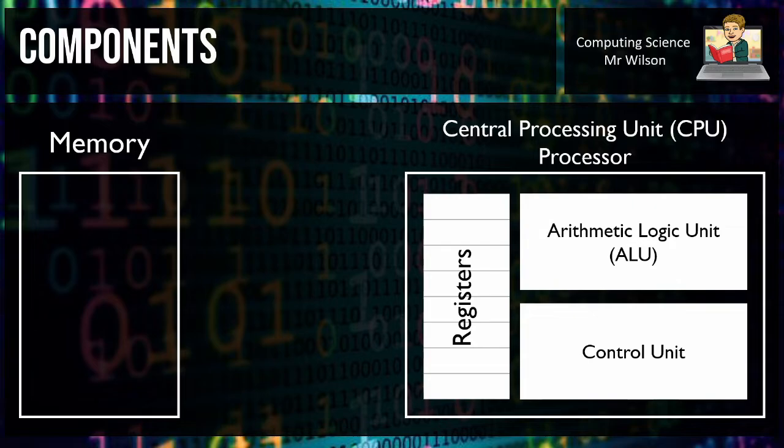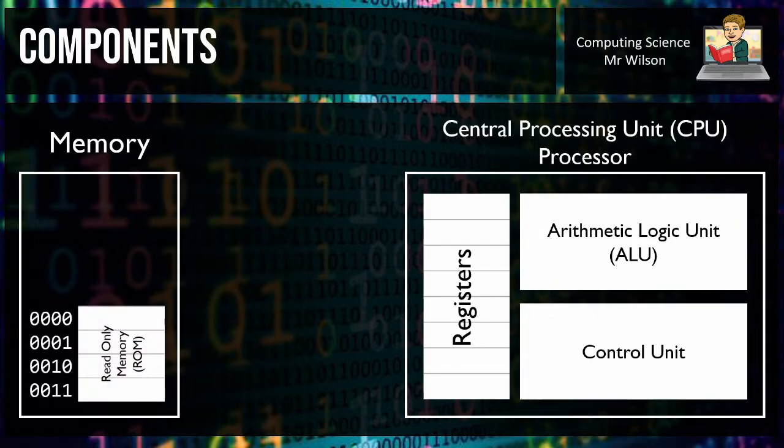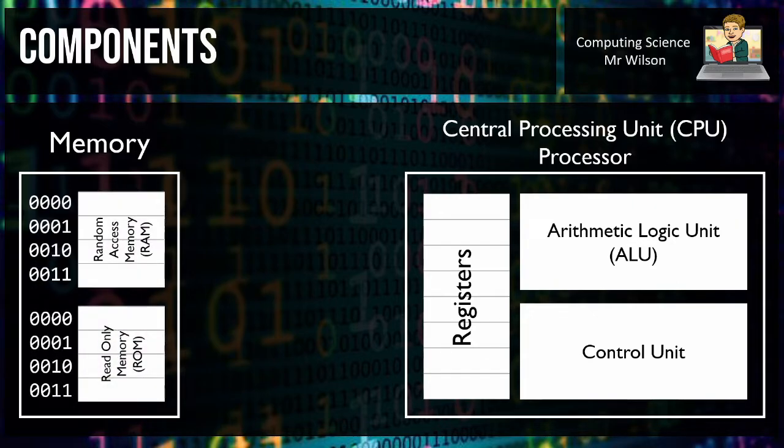The memory of a computer is split up into read-only memory and random access memory. Read-only memory cannot be modified and generally contains things like operating systems and user data. Random access memory can be read from and written to, but data will only be stored in the RAM as long as the computer is powered on. It wipes when the computer is switched off.